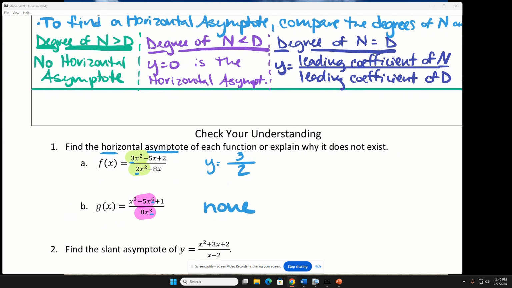Okay, whenever there's no horizontal asymptote, sometimes there's something called a slant asymptote. And a slant asymptote is kind of exactly like what it sounds like. So instead of a horizontal line the graph approaches, it's a slanted line the graph approaches.